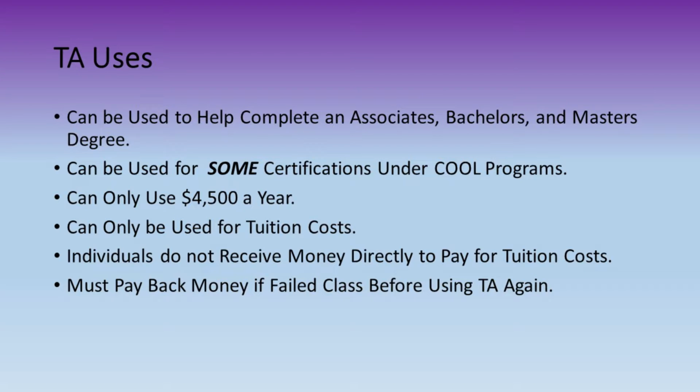TA cannot be used for repeated classes with a failing grade, nor can it be used for classes that are not within the airman's education plan. Some things worth mentioning about TA is that there is a $4,500 annual cap, which comes out to about 18 semester units a year. TA will only cover tuition costs and not additional fees required to attend that institution. An example of this would be a parking permit fee or a school newspaper fee.